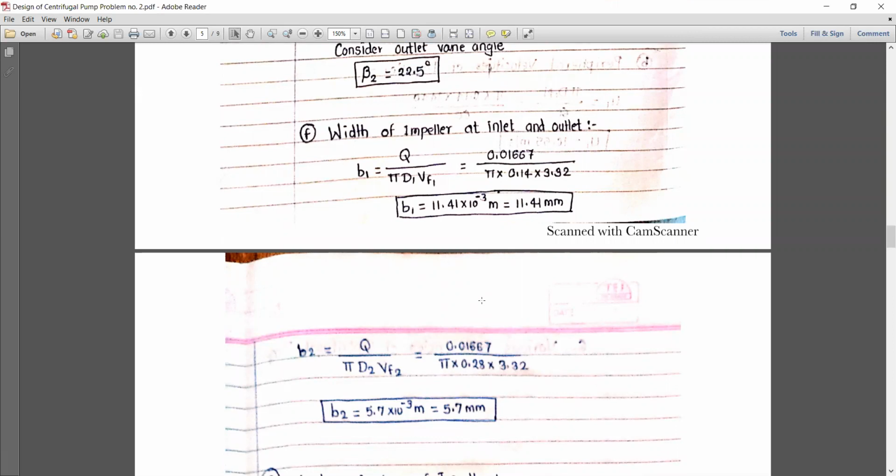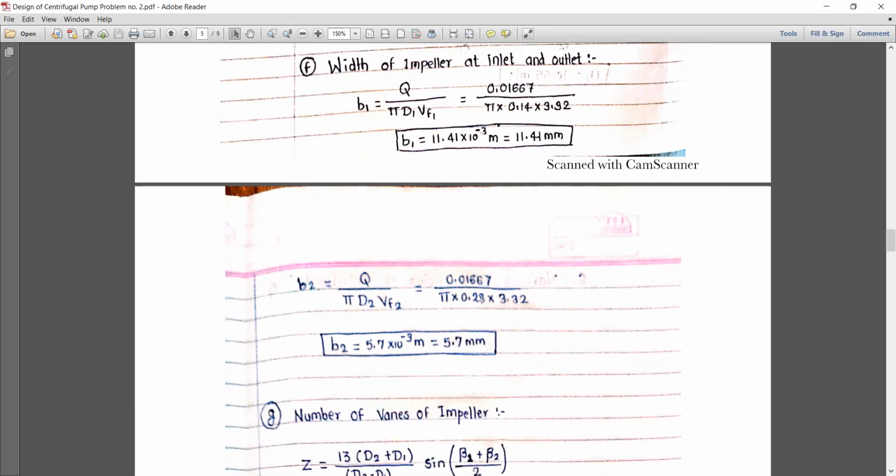Next, width of impeller at the inlet and outlet, denoted by B. For inlet impeller width, B1 is equal to discharge divided by pi D1 Vf1. Putting all the values, we get B1 is equal to 11.41 mm. We are keeping the same value, or you can round up to 11.5. Then B2 is equal to Q divided by pi d2 Vf2. One more thing, if you increase the width of the impeller, it can increase the weight of the impeller, which is not required. So whatever dimensions you calculate, you can directly use those dimensions. B2 is Q divided by pi d2 Vf2, and we get B2 equal to 5.7 mm.